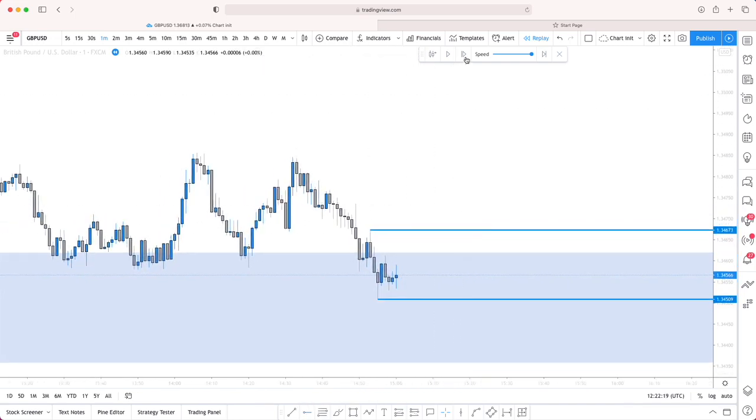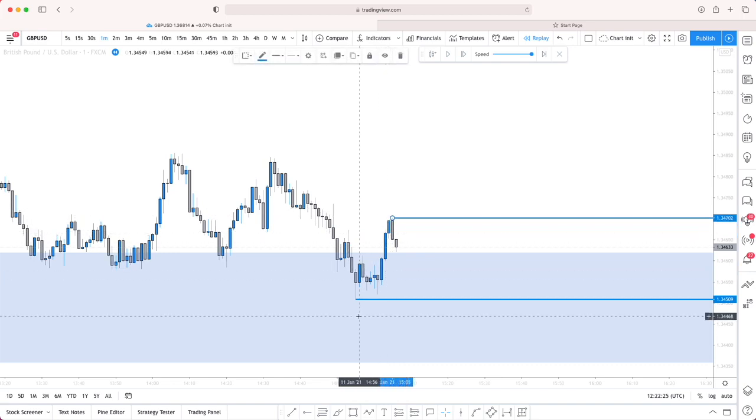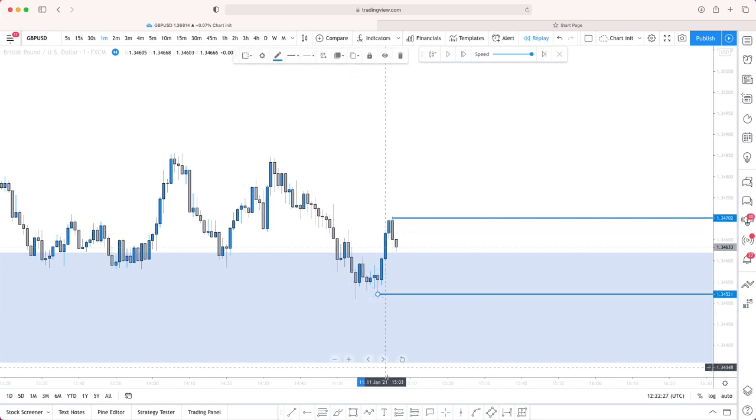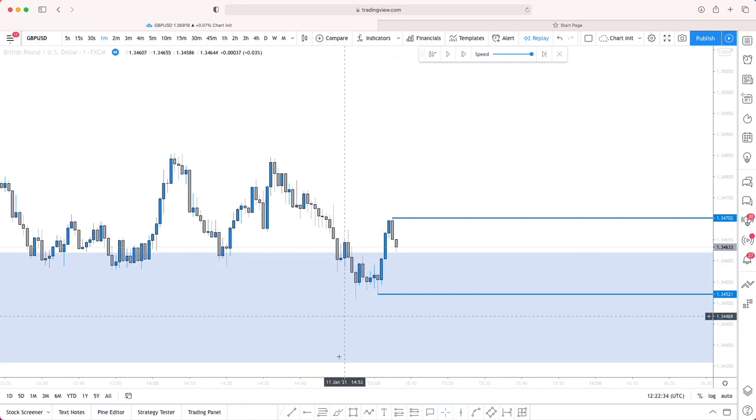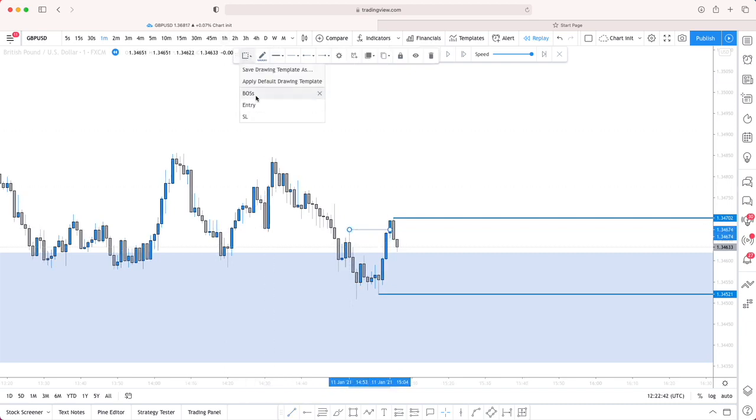Okay, so let's see what happens. There we go. Okay, so we broke now. So we broke and created a new high. The low is now going to be this one. So the break of structure is here. The break of structure is this one. Sorry, wrong one. There we go. So we've got a break of structure which is quite clear.